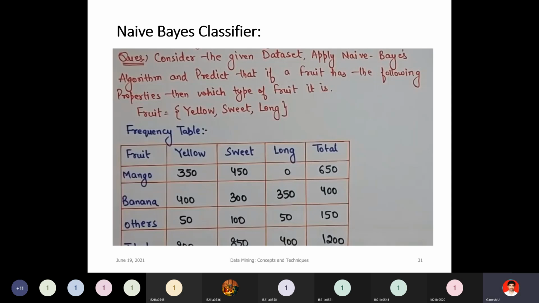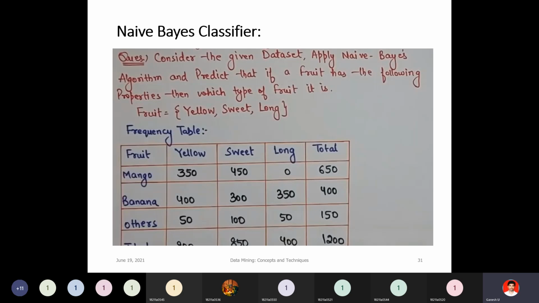Next, banana. For the banana fruit, yellow ones are 400, so the total is 400 itself. Banana yellow are 400, sweet are 300, long are 350. In banana these are the values: how many are yellow, how many have a sweet taste, and how many are long.